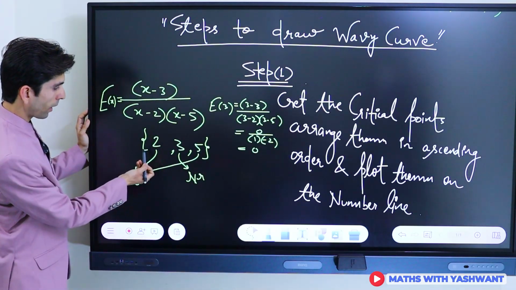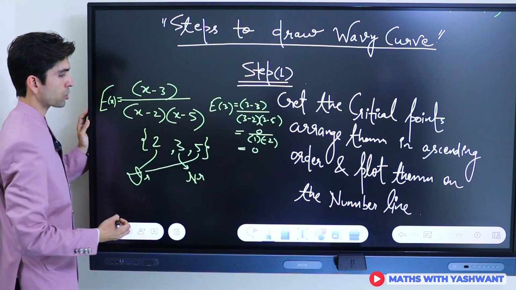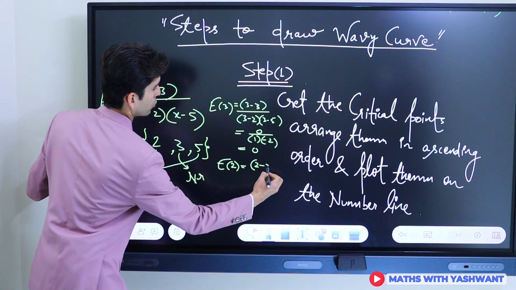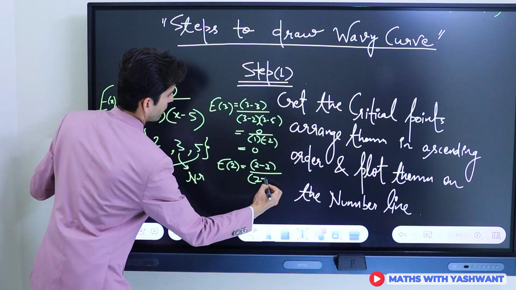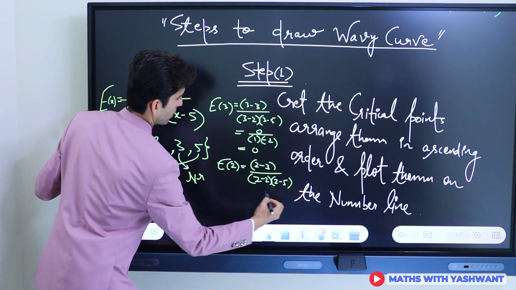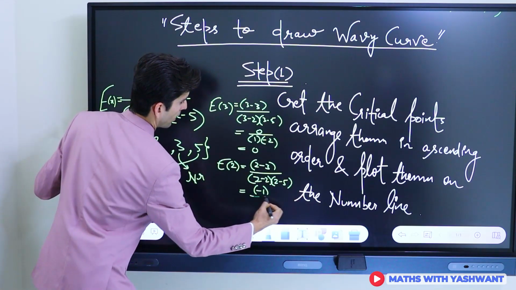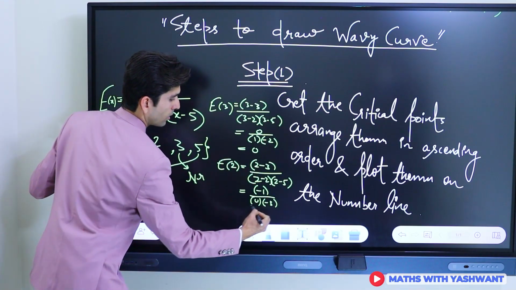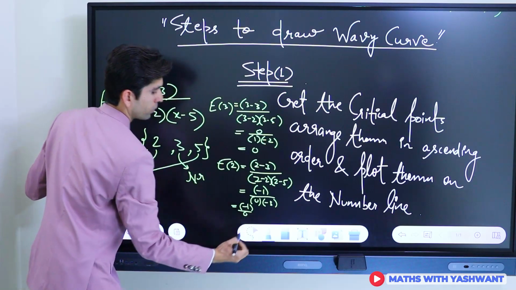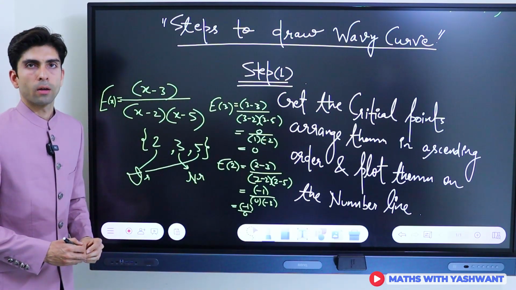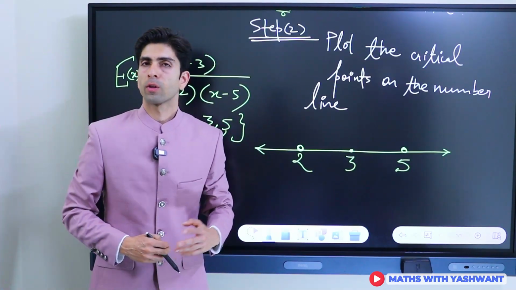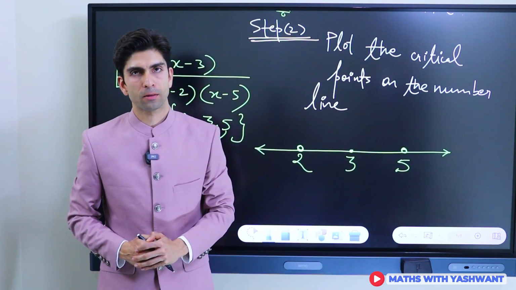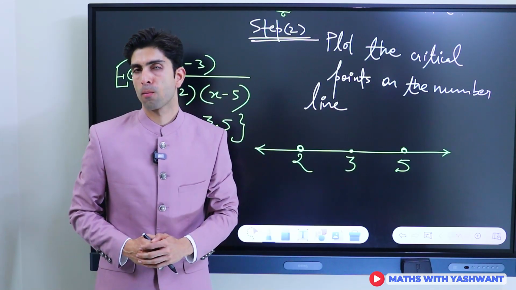And if you put the value 2 or 5 in the expression, let's say you put 2. So it is 2 minus 3 upon 2 minus 2 into 2 minus 5. So 2 minus 3 is minus 1, and 2 minus 2 is 0, 0 into minus 3. So it is minus 1 upon 0. So division by 0 is not defined. Hope you understand. So in step 1, we have found the critical points by equating all the linear factors present in the numerator or denominator or both to 0.